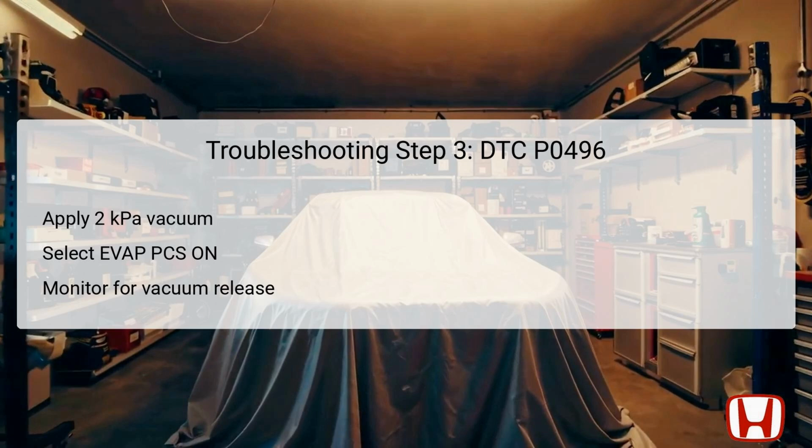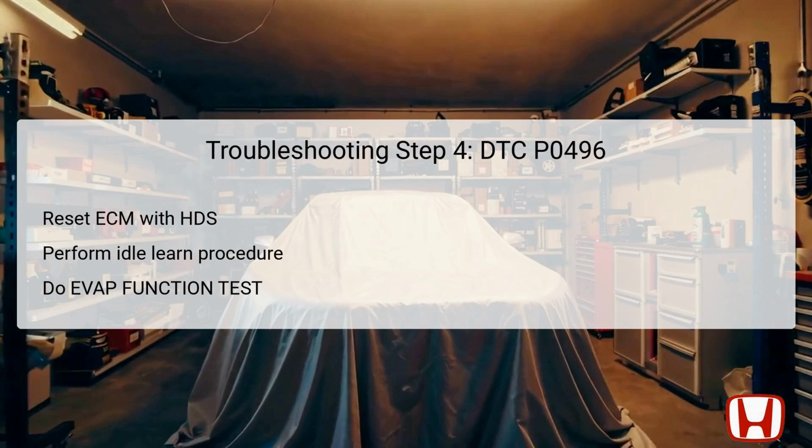If the vacuum releases immediately, this indicates the valve is functioning as designed, and you should then replace the EVAP canister vent shut valve as the next corrective action. Conversely, if the vacuum does not release, this typically indicates that the purge valve itself is stuck or malfunctioning, necessitating its replacement.